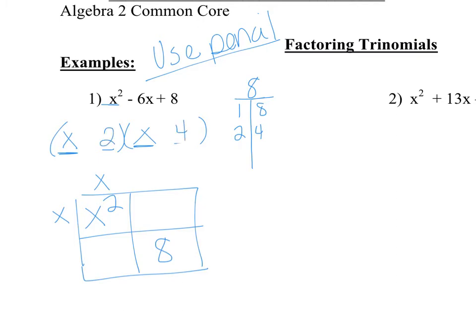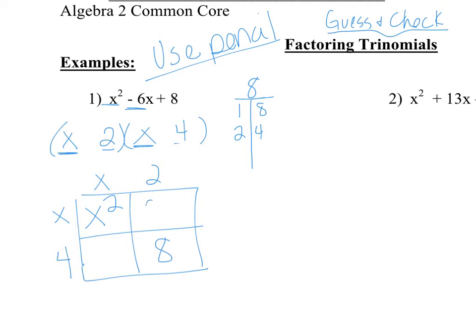This is simply a process, and it's called guess and check. We're using what's called the guess and check method. There's many other methods out there, but this one works too. So if I put a 2 here and a 4 here, could I ever get a negative 6 right here? We'll worry about the signs in a second.